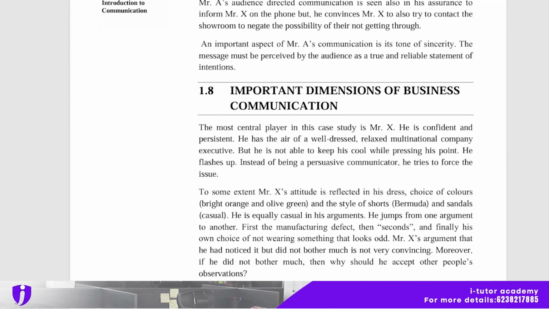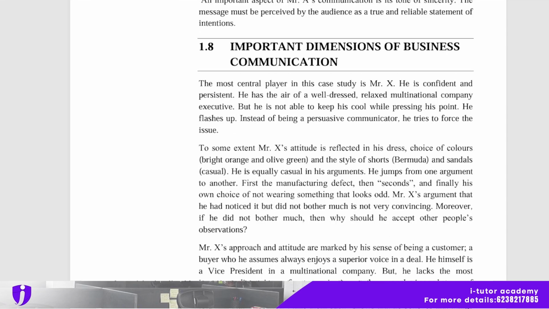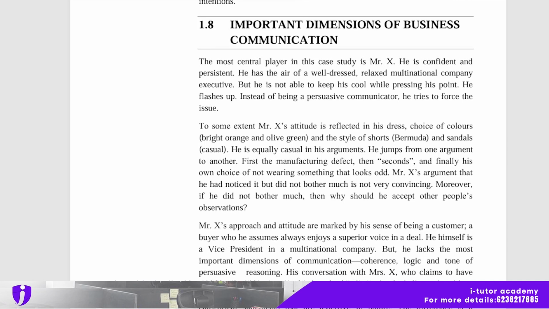An important aspect of Mr. A's communication is its tone of sincerity. The message must be perceived by the audience as a true and reliable statement of intentions. Next are the important dimensions of business communication. So what are the important dimensions in business communication? The most central player in this case study is Mr. X. It's all based on the case study we discussed in the 1.6 subsection. So you just go through that case study, it will be clearer.